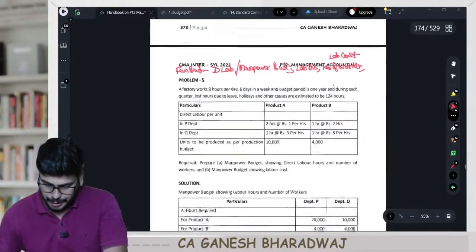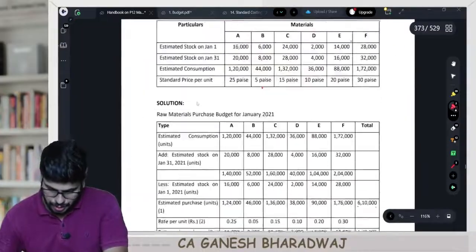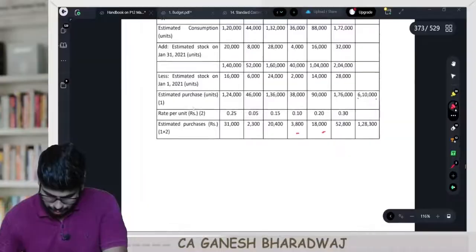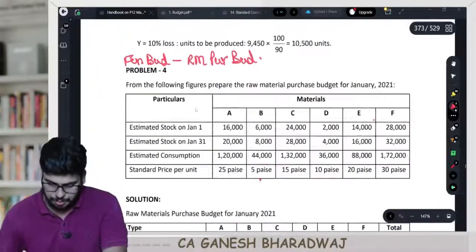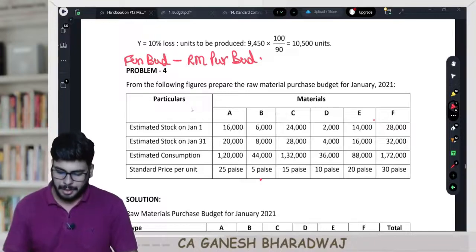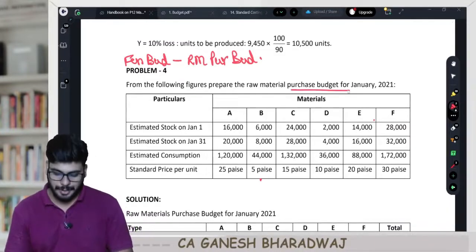Right. So this is the handbook we use in our regular lectures. One second. I'm taking the question number. Yes. First we will do one raw material purchase budget. Now look at this. From the following figures, prepare a raw material purchase budget for Jan 2021.